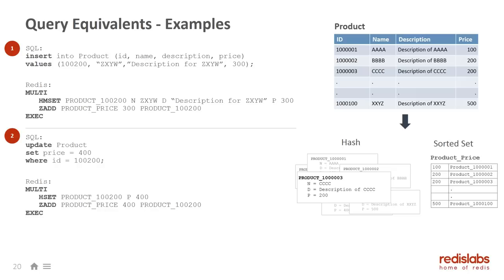In the second example, we are updating just one element. I'm updating the price for one of the products. And you can see what I'm doing here.